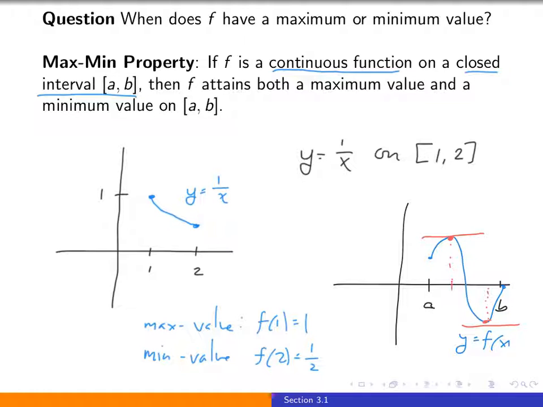So if we were to say c1 is where the maximum value occurs, note that f prime of c1 is equal to 0. If c2 is where the minimum value occurs, f prime of c2 equals 0. And for this reason, these are going to be points that we call critical points.